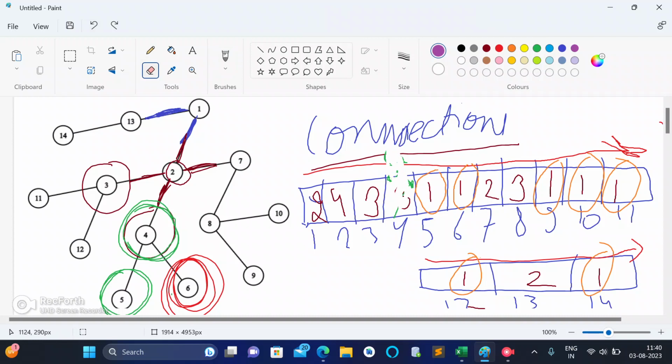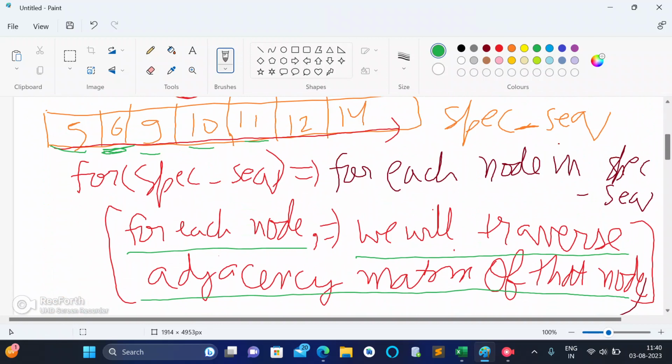So now the number of connections, let me erase it and write the whole thing properly. Now the number of connections of 4 becomes 1. And as soon as the number of connections of 4 becomes 1, what do you think? You are thinking that it means 4 becomes a leaf node. So you have to remember this: now 4 becomes a leaf node.